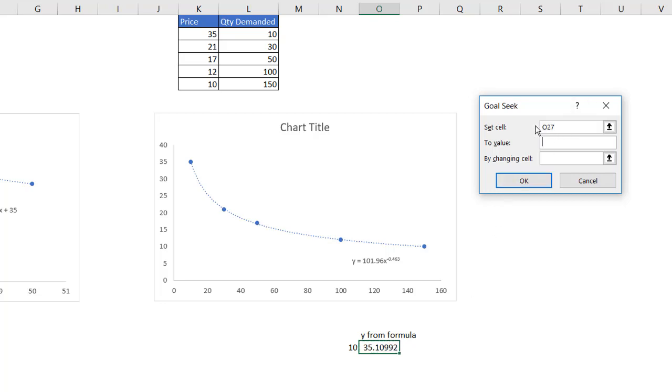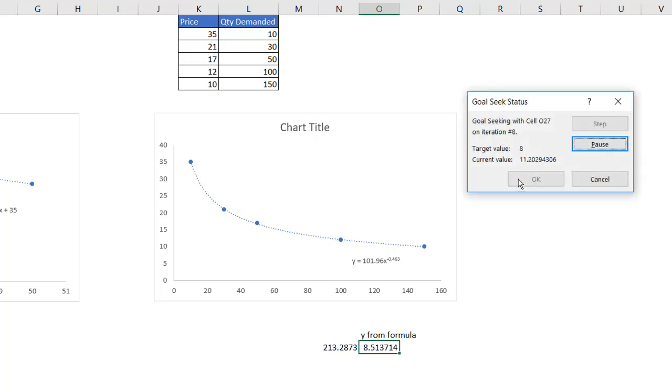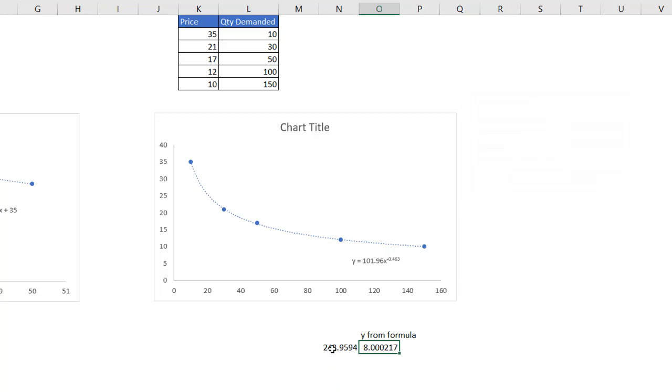So I want to set this result, instead of $35, I want to set it to $8. And what would I need to change here in this cell? So I'll select this cell, click OK. Goal Seek is going to go through its calculations, and it will give me the quantity of 243. So if we reduced the price down to $8, we're going to get a quantity of 243 as our estimation, basically 244 if I round that up. And that is going to be the estimation of quantity demanded if we use the power demand curve.